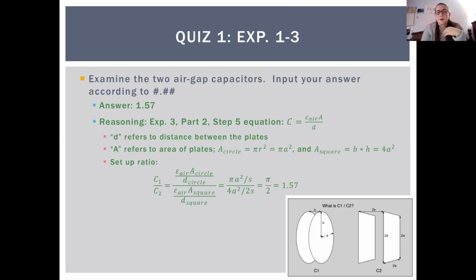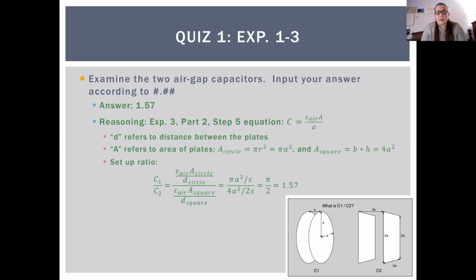And now he wants to know what C1 divided by C2 is. So we set up our ratios. C1 is epsilon air times the area of the circle divided by the distance between the 2 plates for the circles. And then likewise for C2, we have epsilon air times the area of a square divided by the distance separating the squares. So epsilon air cancels out on top and bottom.